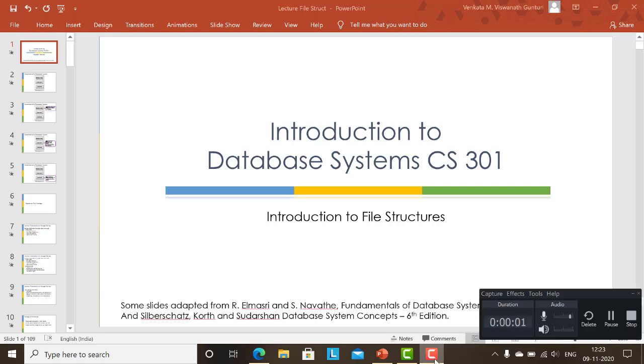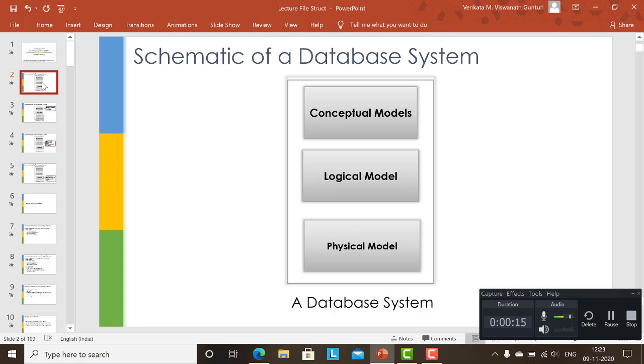Hello everyone. With this video, we are going to start the final module of our course, and this module would be on the physical layer of the database. So, if you recall this diagram from our earlier lectures, I said that in any database system, you have a conceptual model, a logical model, and a physical model.